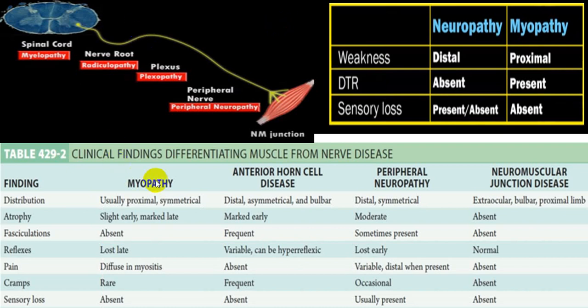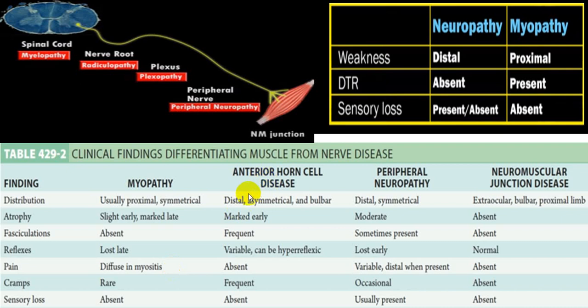And just to mention, in a myopathy, distribution wise proximal as compared to distal, it is symmetrical. Atrophy is early and marked in case of myopathy. Fasciculation will be absent. Reflexes will be lost in a late stage. Pain will be because of myositis. Cramps will be not common. Sensory loss is usually absent. And creatine kinase, or we call CPK, will be usually elevated.